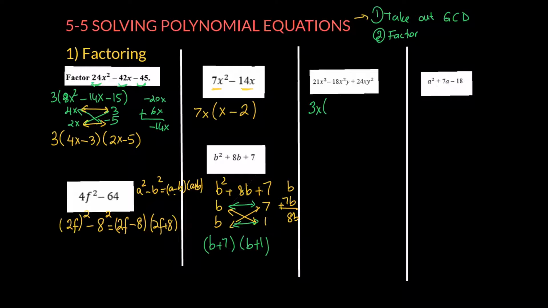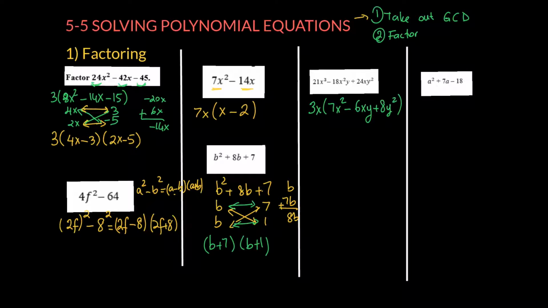If I divide 21 by 3, I get 7. X cubed divided by x is x squared. This is what I have from the first term. The second term, 18 divided by 3 is 6. X squared divided by x gives me an x. Y stays the same. Plus 24 divided by 3 is 8. X divided by x, that will cancel out. Y squared stays the same.